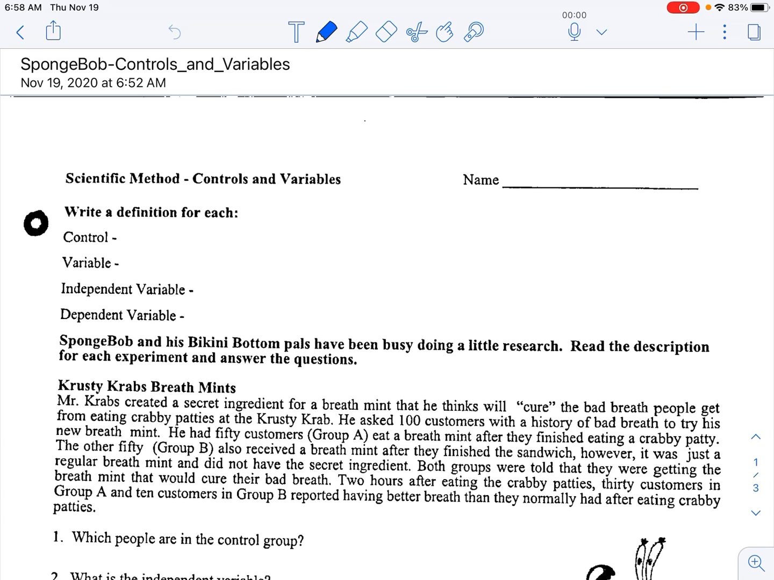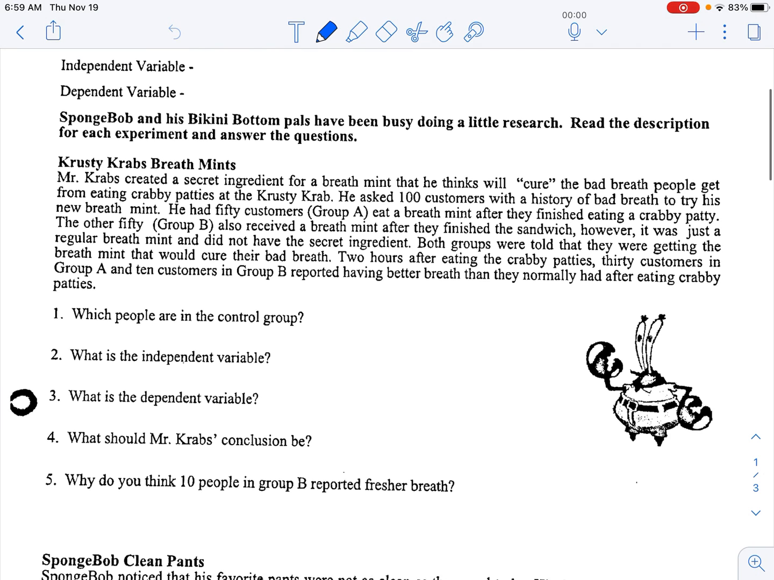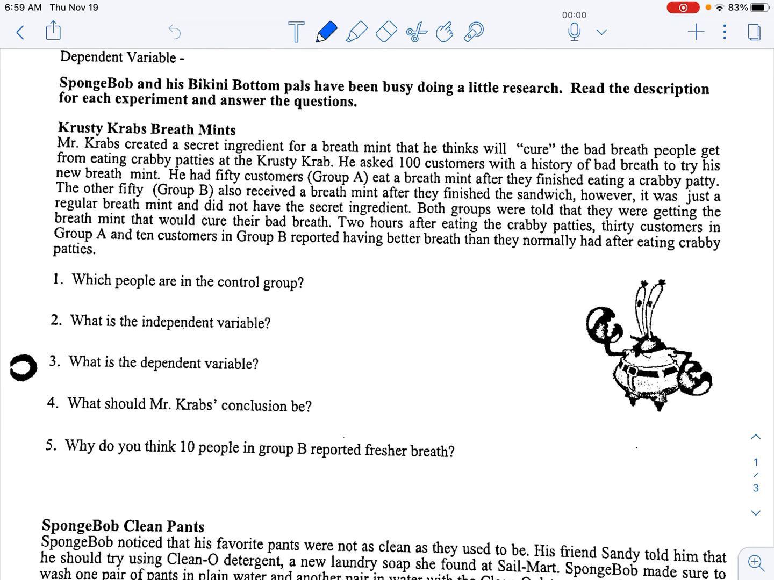2 hours after eating Krabby Patties, 30 customers in Group A and 10 customers in Group B reported having better breath than they normally had after eating Krabby Patties. So if we look at this situation, we've got 5 questions that I would like you to answer with this one. The first one is, which people are in the control group?